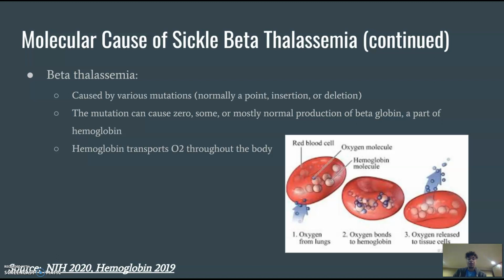And this hemoglobin, what I was talking about before, transports oxygen around the body. You can see right here, the little blue dot is the oxygen molecule, and the white dot is the hemoglobin molecule. So that's what the oxygen basically hitches a ride on. And then the red blood cell is basically the car that transports these all over the body. Beta thalassemia is another hemoglobinopathy, which contributes to sickle beta thalassemia.